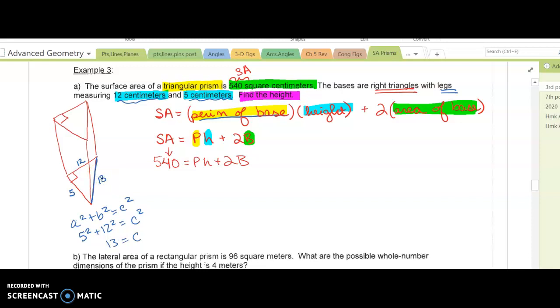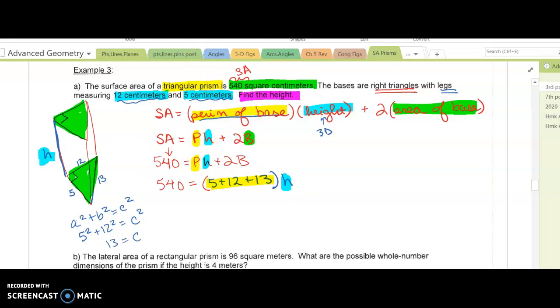Okay, so now let's fill in what we know for this problem. We have 540 for the surface area. The perimeter of these triangle bases is going to be 5 plus 12 plus 13 times my height. Now that's what I don't know, my three-dimensional height, and so I'm just going to call that H. So what I have so far is perimeter of the base, that's that P right there, times the height, which is what we don't know.